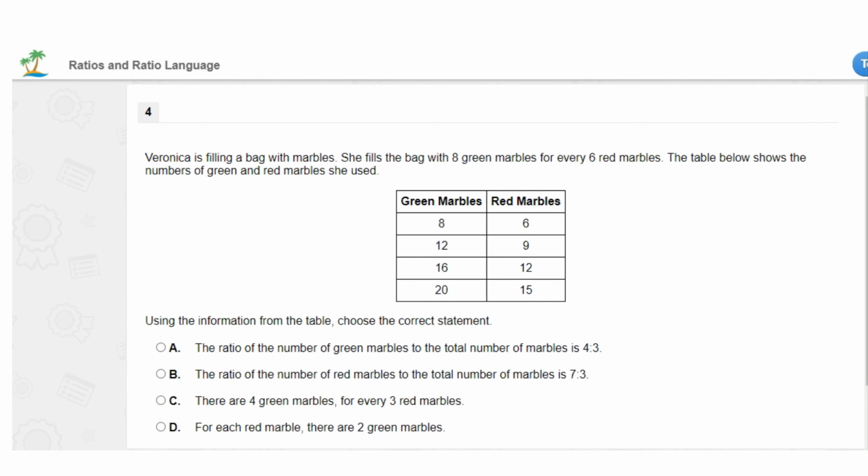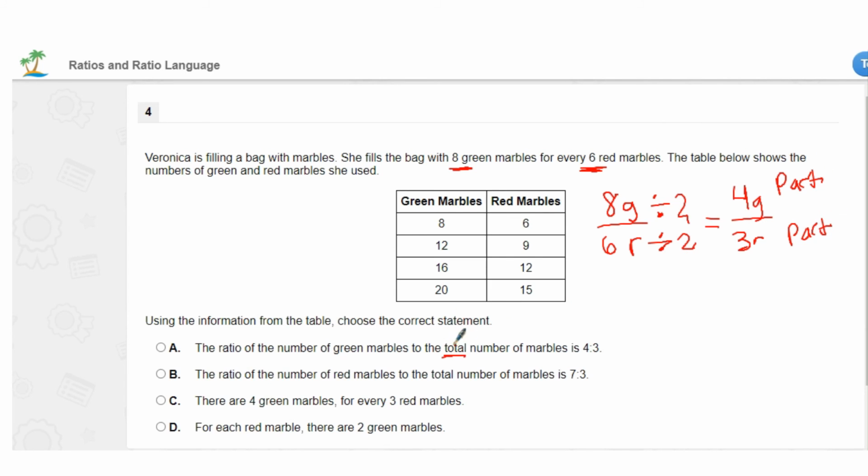is 4:3. Okay, so if you want the total number of marbles, it's the simplified ratio, so I can actually just use this right here. So we have 8 green to 6 red. So I'm going to simplify that because it looks like they're dealing with simplify. So these are both divisible by 2. So 8 green divided by 2 will give me 4 green, and then 6 red divided by 2 will give me 3 red. So this right here is a part to part ratio.